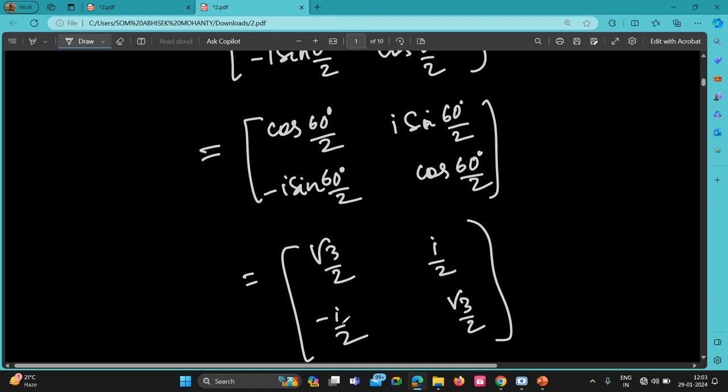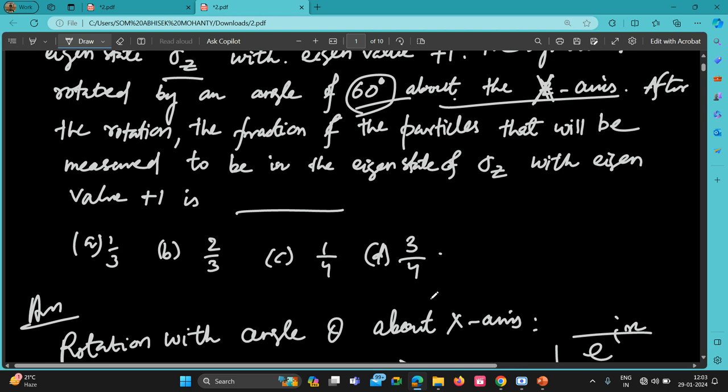But if you see, what does the question say? After the rotation, the fraction of the particles that will be measured in the eigenstate of sigma z with eigenvalue plus 1. So what is the sigma z eigenstate? It is 1, 0.